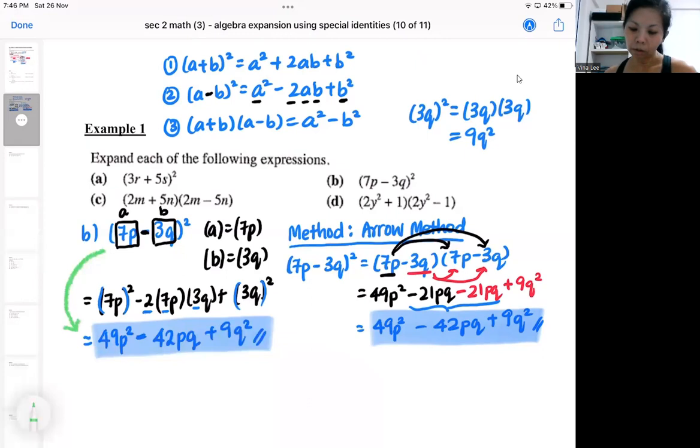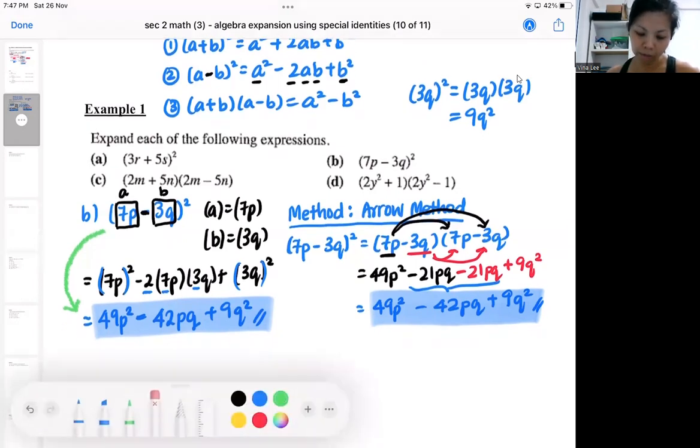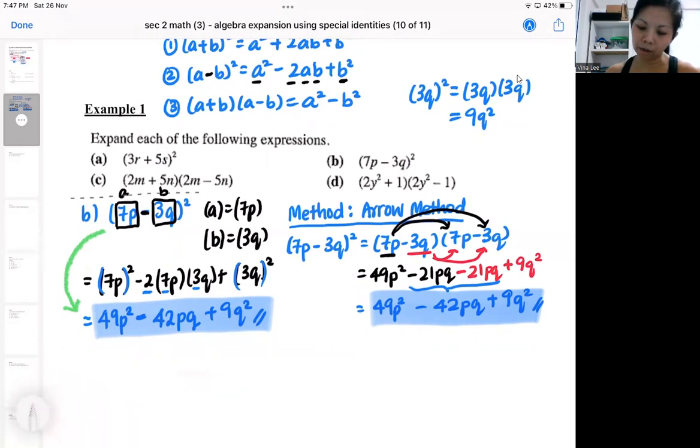Okay, I'm going to erase this. This one is formula number 2. I'm going to go to part C and part D. Part C and part D is an illustration of formula number 3. But it can also be done by the arrow method, which I'm still showing you. So I'm going to erase. Make sure you copy everything necessary first.